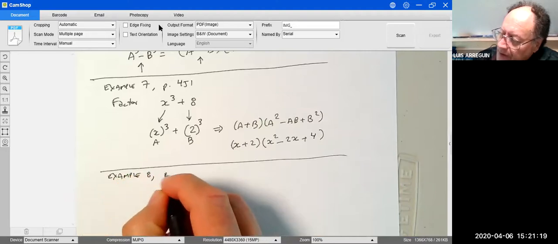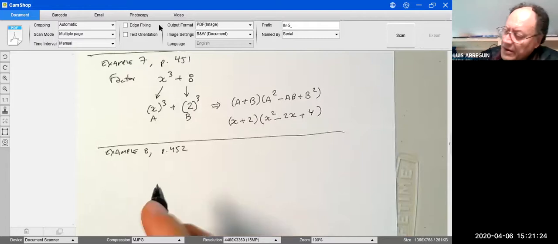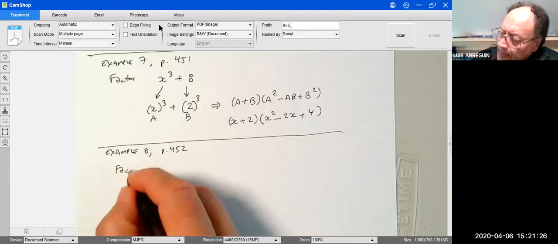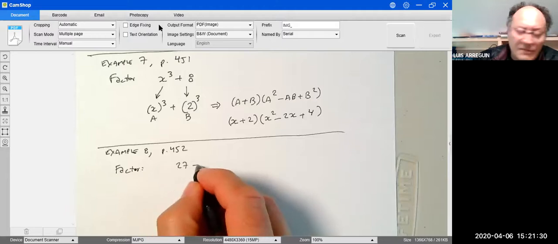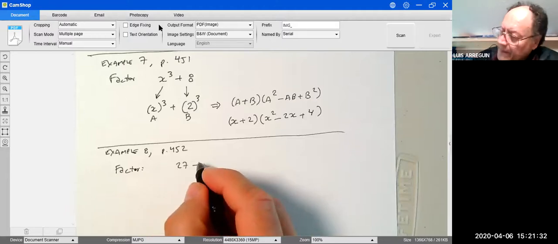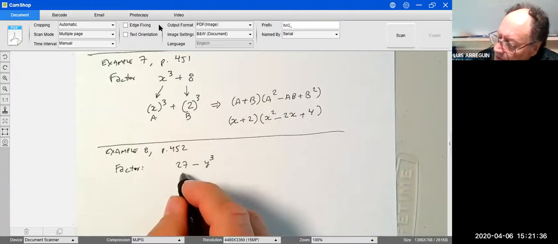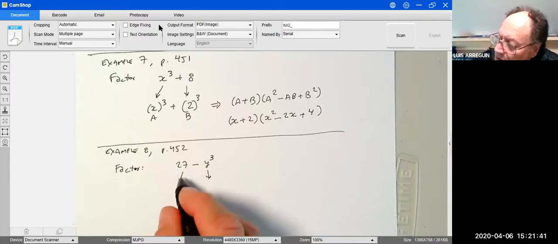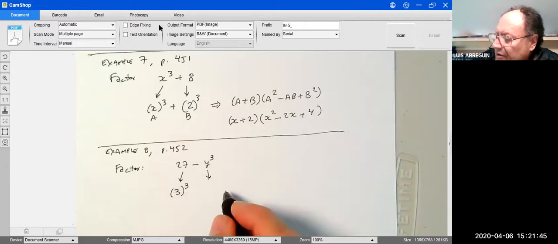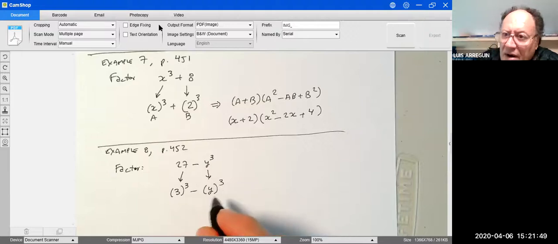Then we have example 8. Example 8 on page 452. So here you're going to factor 27 minus y cubed. So again, first you're going to rewrite this as perfect cubes. So 27 is just 3 to the third power minus y to the third power.